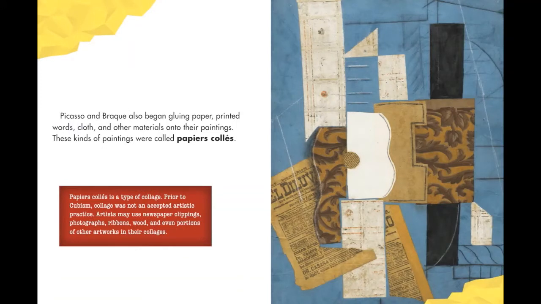Picasso and Braque also began gluing paper, printed words, cloth, and other materials onto their paintings. These kinds of paintings were called papier collé. Papier collé is a type of collage. Prior to Cubism, collage was not an accepted artistic practice. Artists may use newspaper clippings, photographs, ribbons, wood, and even portions of other artwork in their collages.